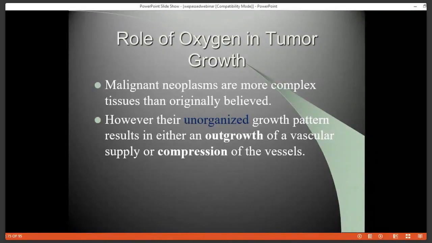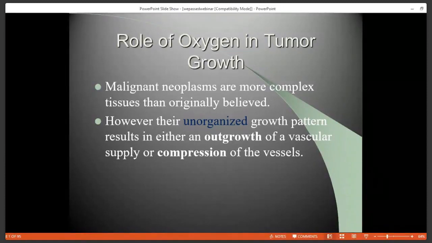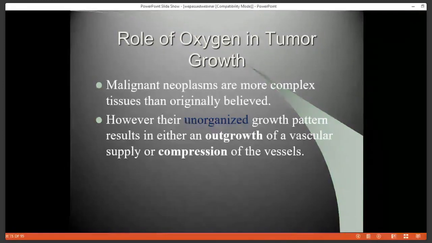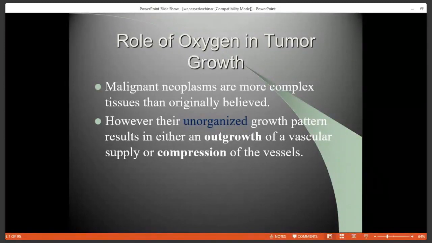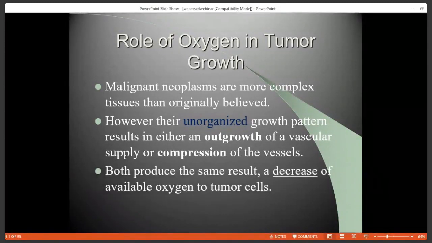Tumor cells do not stop dividing when they have contact inhibition like most cells do, so they can compress their own vessels. And of course, cells that are farther away from where that compression is start to become hypoxic and eventually can die as well. So very unorganized, and so we see either compression or outgrowth of the vessels themselves.